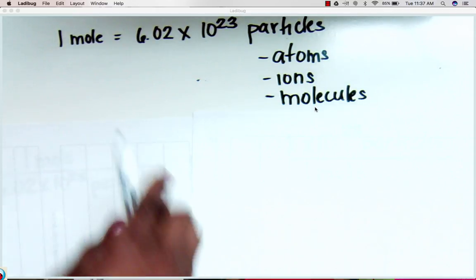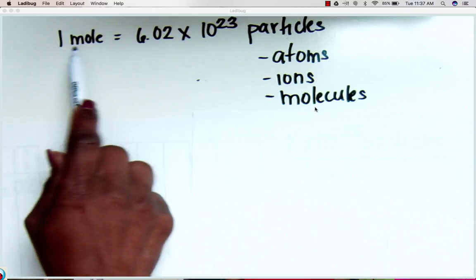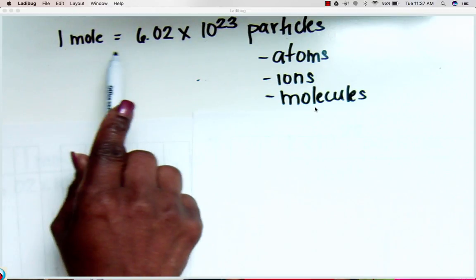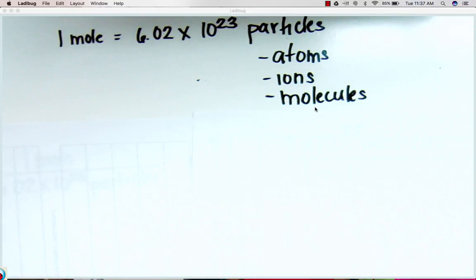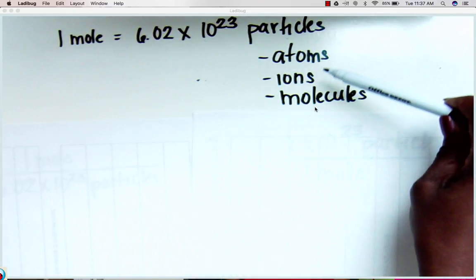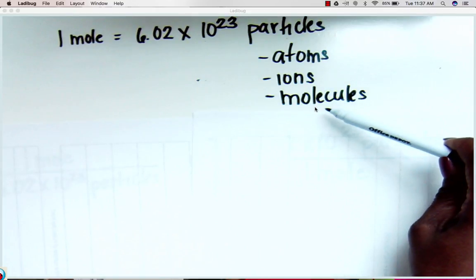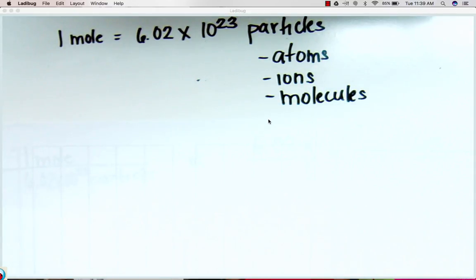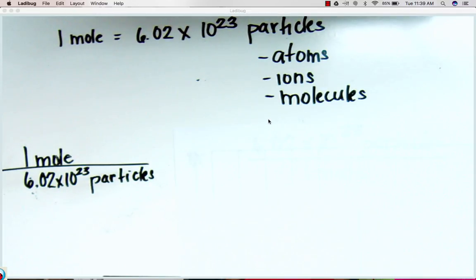Looking at this first conversion factor, make sure you understand that 1 mole is always going to be equal to 6.02 times 10 to the 23rd particles. Those particles can be atoms, ions, or molecules. Your conversion factor to solve for moles will look like this. If you're solving for moles, then moles must be in the numerator, particles in the denominator.